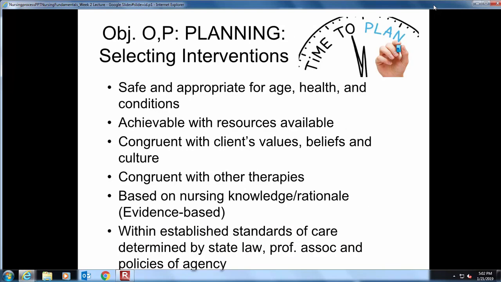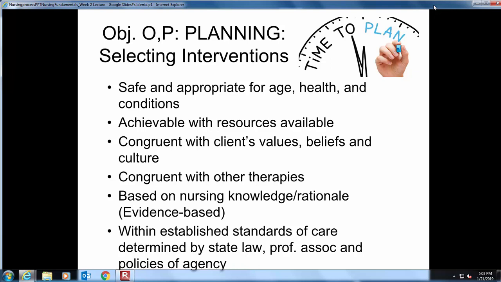Nursing interventions are anything nursing staff does for the patient in the plan of care. Interventions should be safe and appropriate, achievable, in line with the client's belief systems, align with other therapies, and conform to the current standards of care. Each nursing intervention should be evidence-based and should include a rationale.